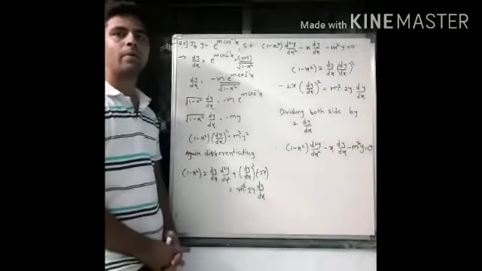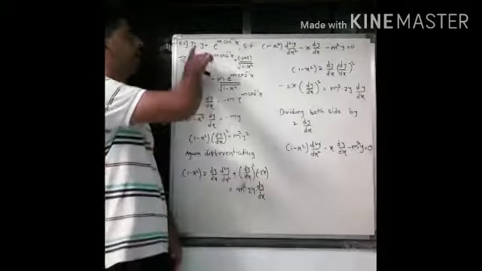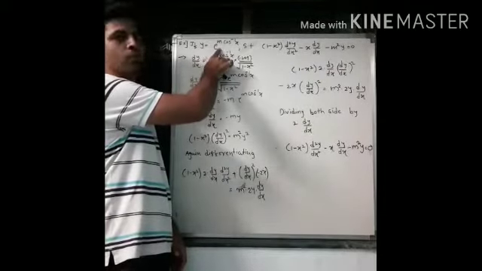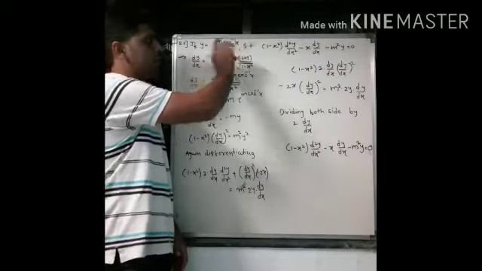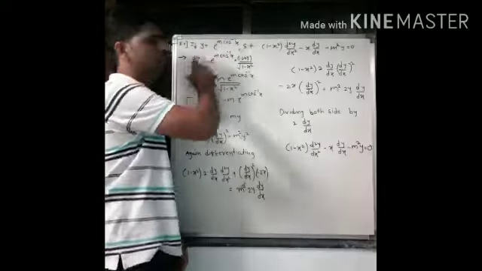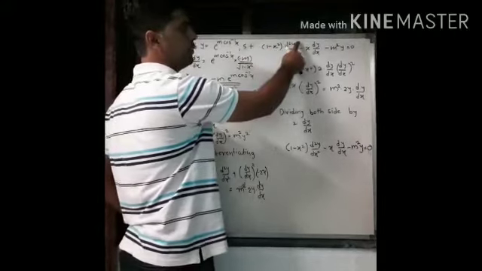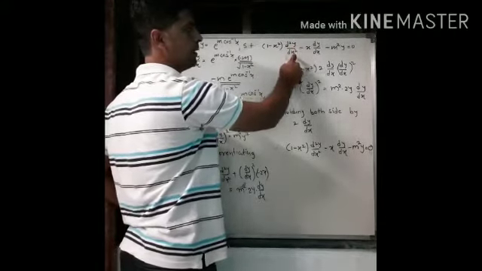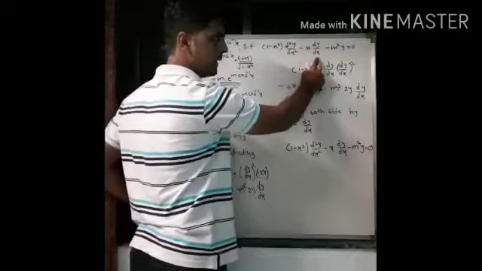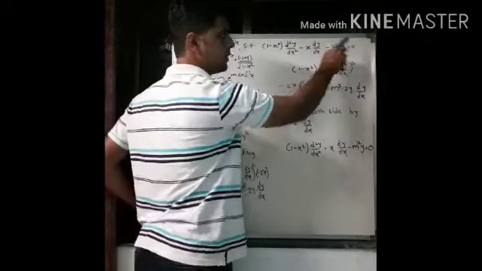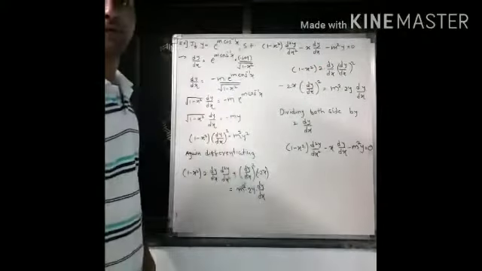Okay student. Now let's see one more example. If y equal to e raised to m into cos inverse x, this is the given function. Then show that (1 minus x square) into d square y by dx square minus x into dy by dx minus m square y is equal to 0. This is what we have to show.